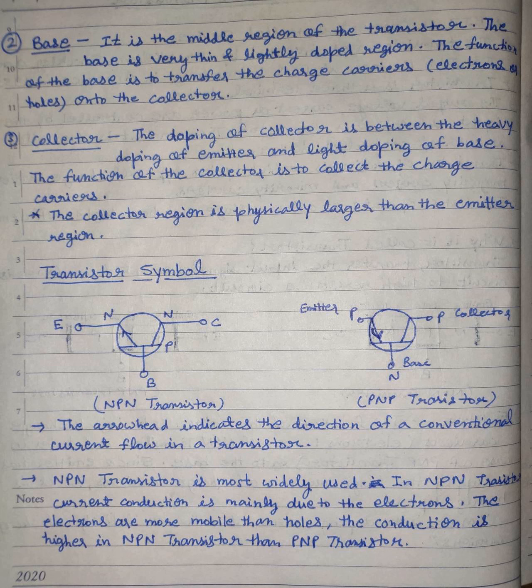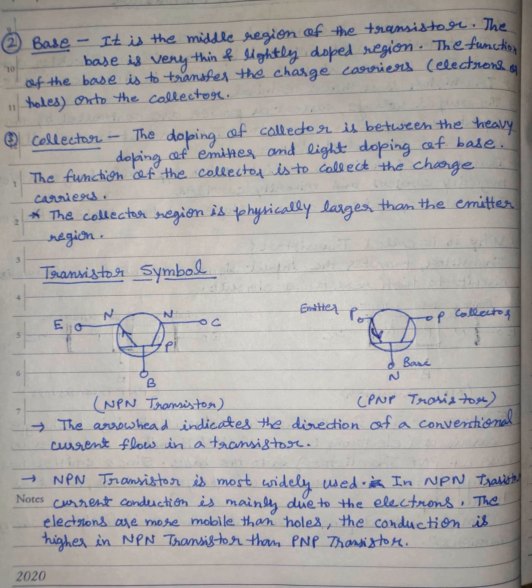These are the transistor symbols for NPN transistor and PNP transistor. Transistor is a three-terminal device: emitter, base and collector, and the arrowhead indicates the direction of conventional current flow in a transistor. In case of NPN transistor, the direction of conventional current is outside, and in case of PNP transistor, the direction of the conventional current is inside the transistor.